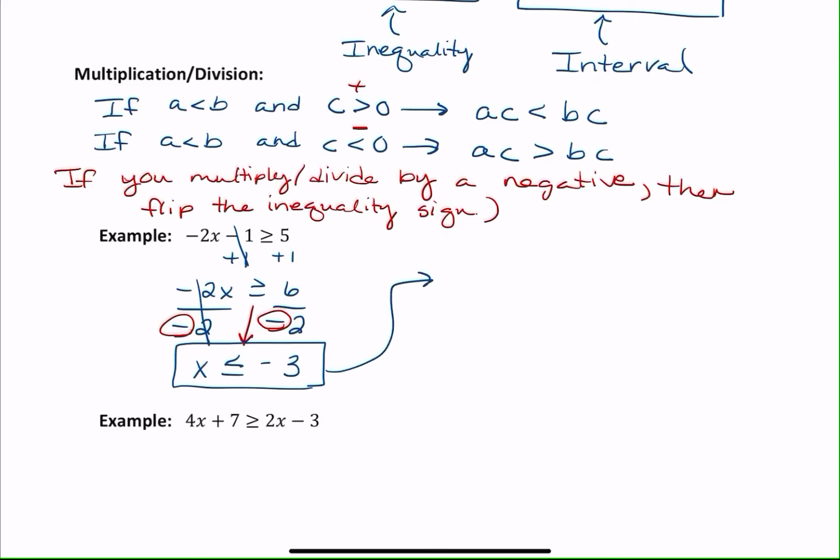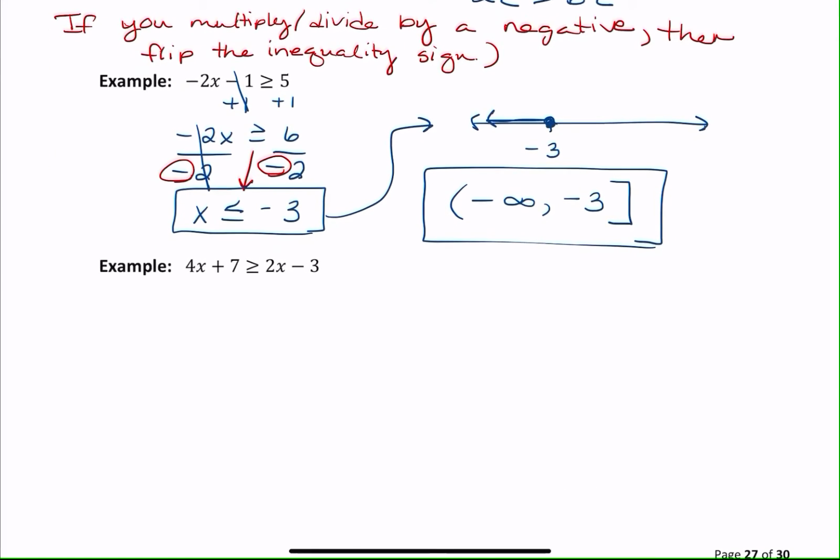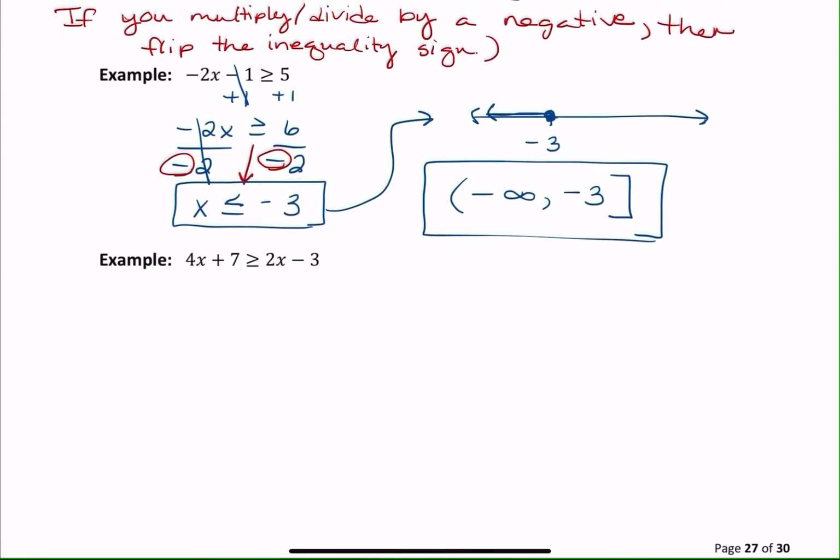If you were going to write it as an interval, again, you can draw your number line, and we have x is less than or equal to negative 3, so that's going to be negative infinity to negative 3 and including it because it's or equal to. So just depending on the homework question will depend on what form they want your answer in. Okay, same thing on this one.